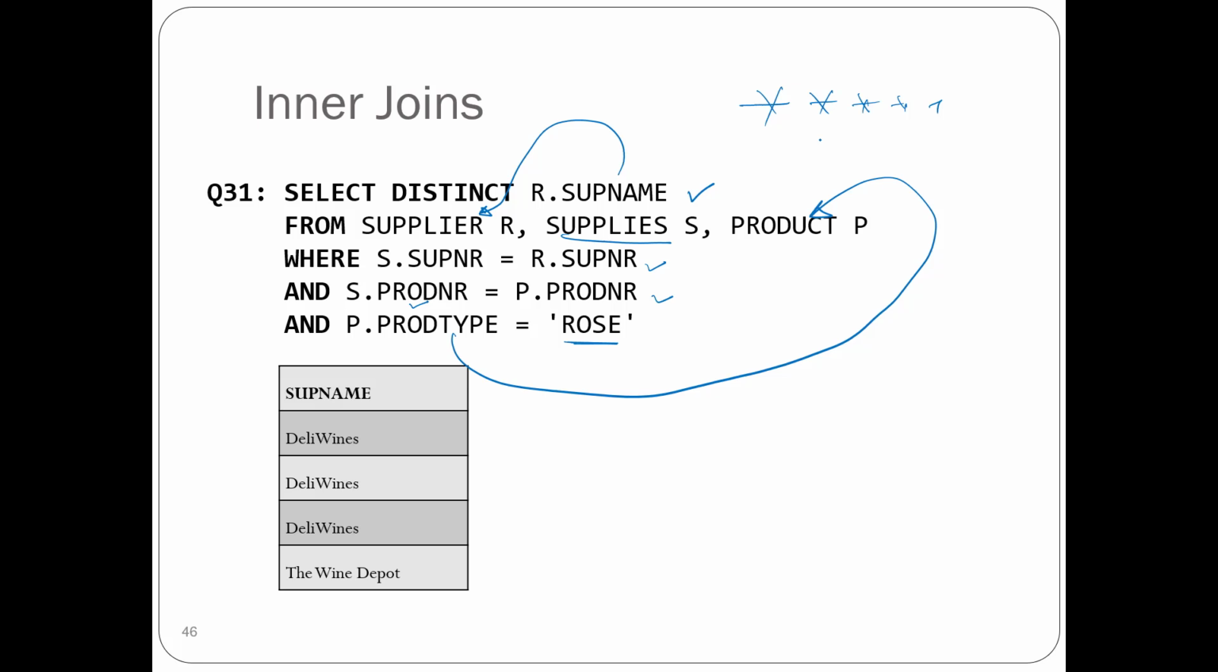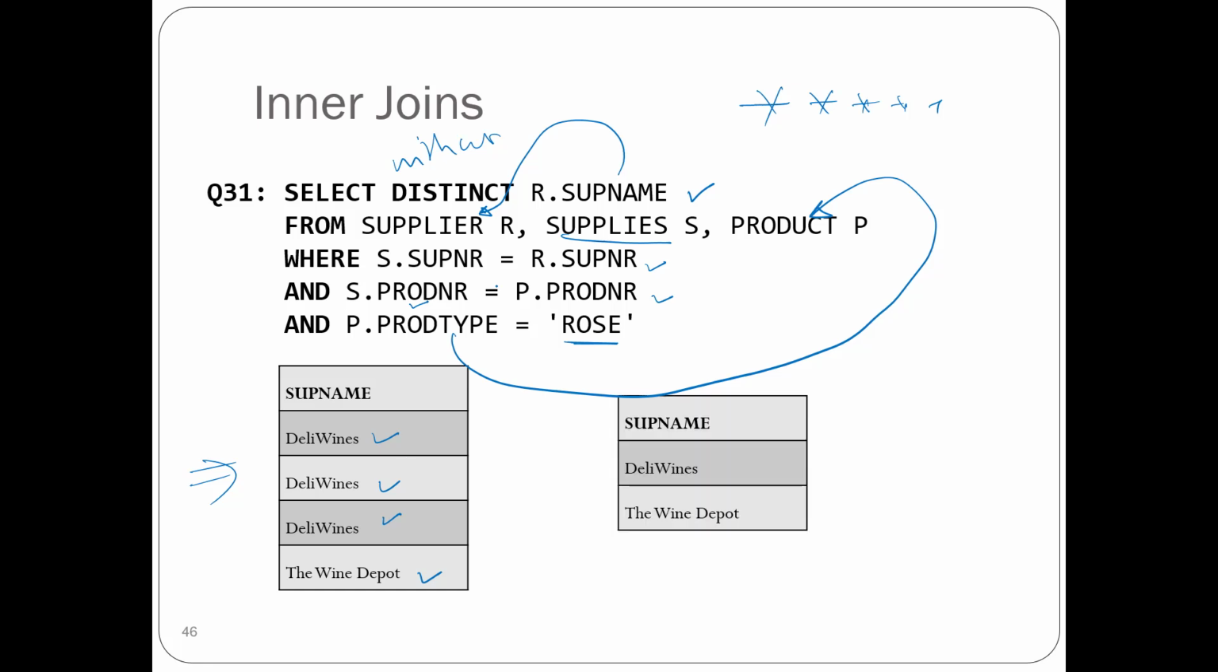So the result that you're looking at over here would be without distinct. If you don't use distinct over here, then that's what you would see. You would find that daily wines is listed three times, whereas the wine depot is printed only one time. The reason is that daily wines has three products with the product type rows. And we are not interested in having the same supplier number listed more than once. So for that reason we want distinct, and because of the distinct you would get what we need. Daily wines listed only once. Okay, good.